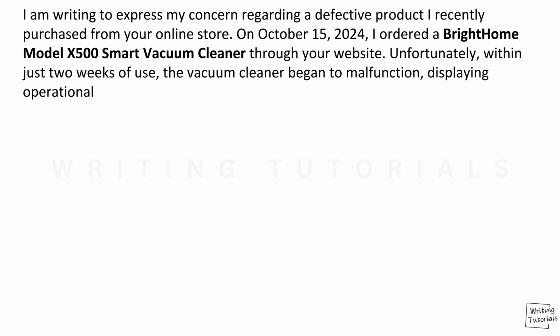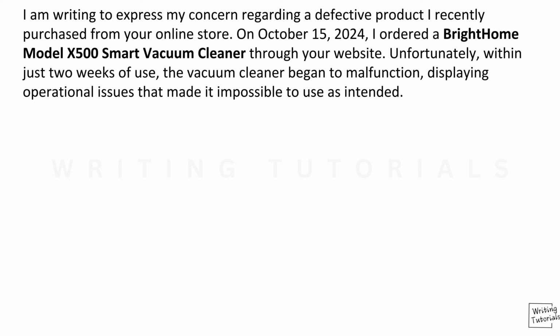Jennifer continues with specifics. "On October 15, 2024, I ordered a Bright Home Model X500 smart vacuum cleaner through your website." This line provides important details, including the product name and purchase date. Specifics like these help the company look up the transaction and verify the details, which can speed up the resolution process. When writing your complaint letter, include any relevant dates or product identifiers to make it easy for the company to understand which purchase you're talking about.